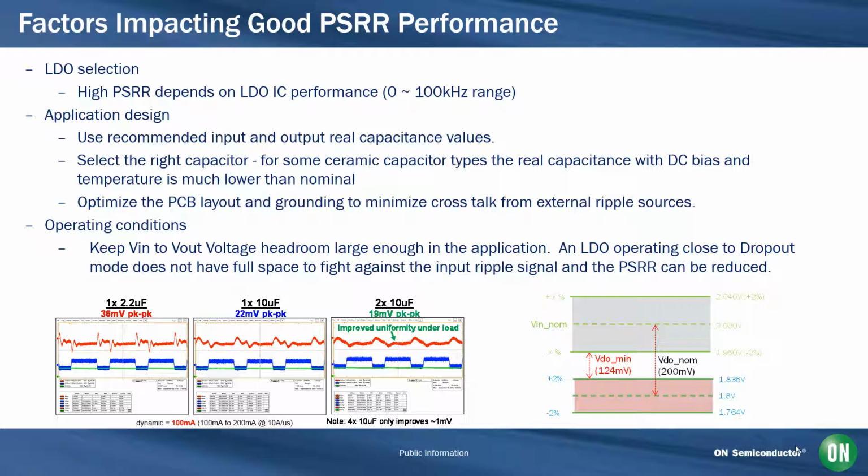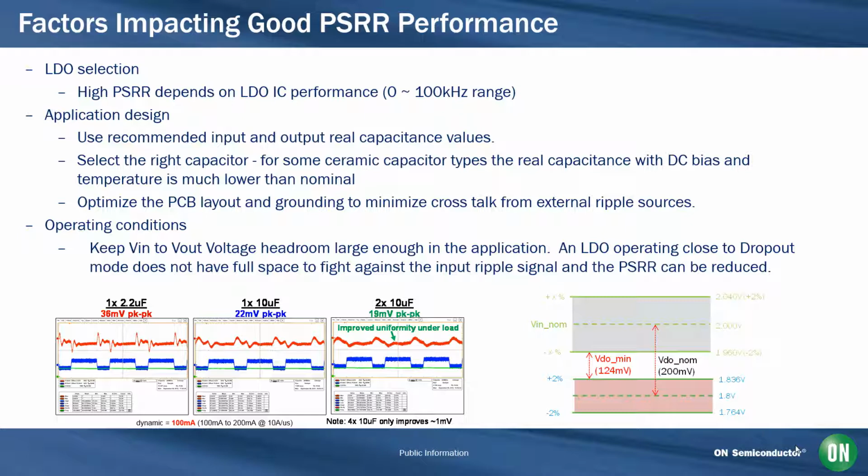Let's look at a couple of factors impacting good PSRR performance. First one is selection of your LDO. Next is in the application design, use recommended input and output real capacitance values. Selecting the right capacitor. For some ceramic capacitors, it varies based upon the DC bias and the temperature range that your application is operating in. As we see in the example in the bottom left, adding more capacitance doesn't always result in improved performance. And then the third thing is optimizing the PCB layout. It's very important in minimizing any crosstalk from the power supply ranges that may couple into those rails.